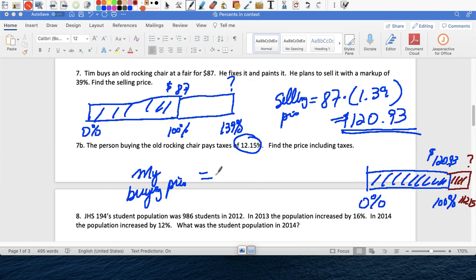So to find that out, we're going to multiply 120.93 times 112.15%. We're going to change it to a decimal. It's going to be 1.1215. So 120.93 times 1.1215. The final price is going to be $135.62.